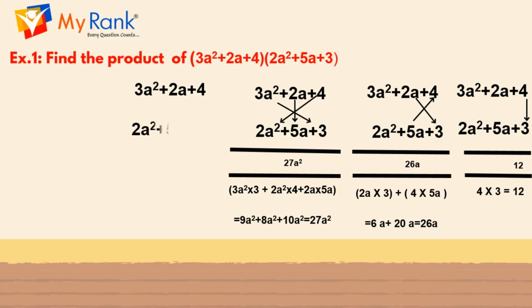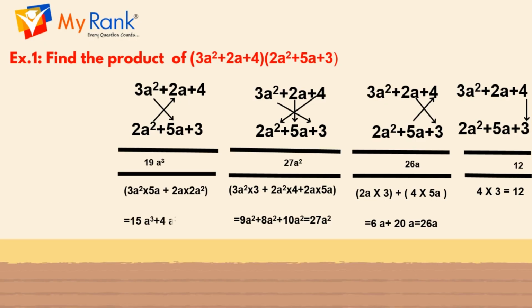Step 4. Crosswise multiplication. Multiply 3a square by 5a and 2a square by 2a and add, that is 3a square into 5a plus 2a into 2a square equal to 15a cube plus 4a cube, which equals 19a cube.